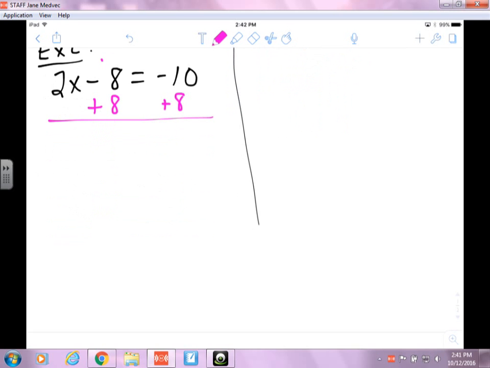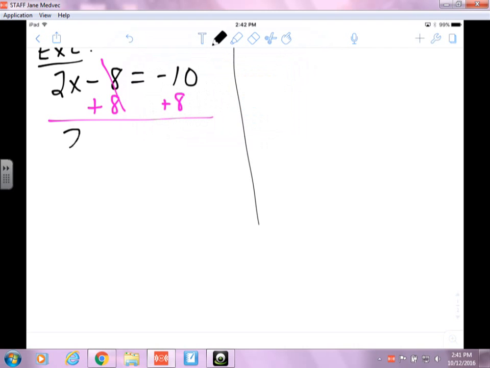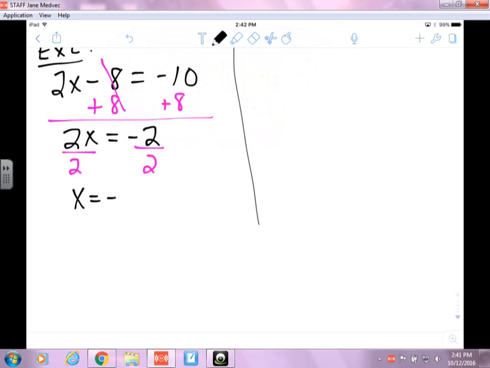So when I do that, this cancels. I end up with 2x equals, what do I get on the other side? Negative 2, that's correct. So negative 10 plus 8 is negative 2. And then I'm going to divide by 2. Yes, x equals negative 1, because negative 2 divided by a positive 2 is a negative 1.